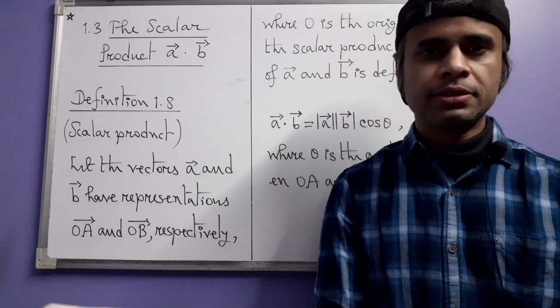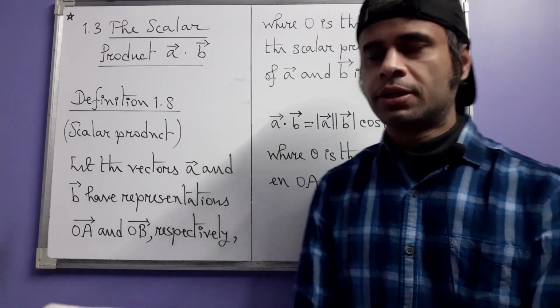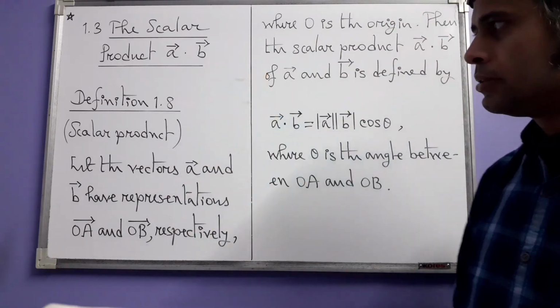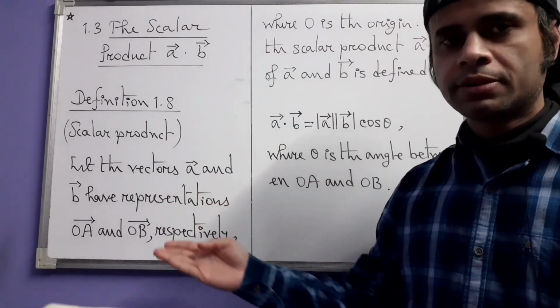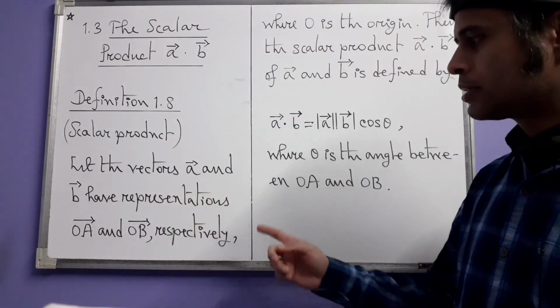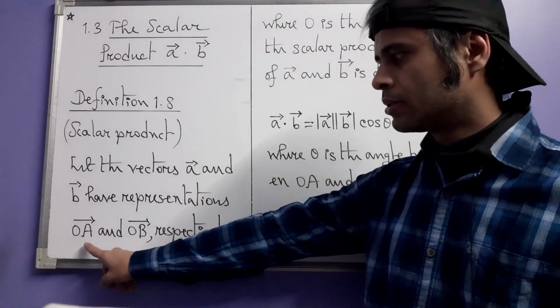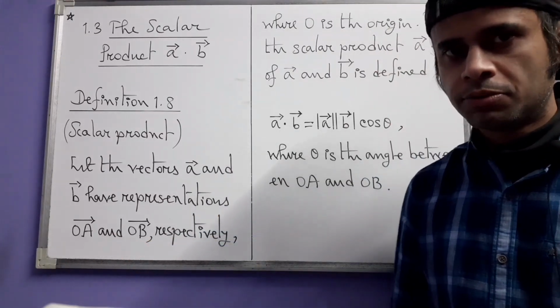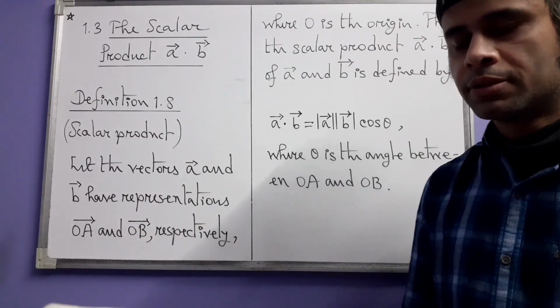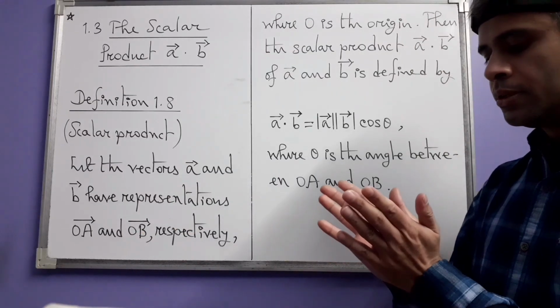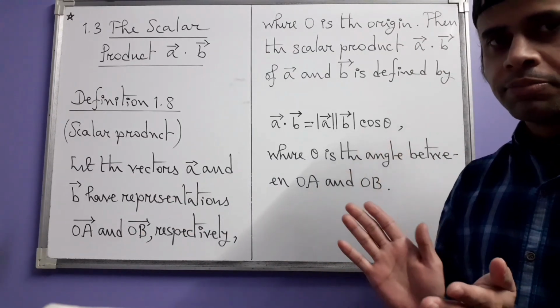The next topic is the scalar product of two vectors A and B. So let's see the definition. We have these abstract vectors A and B, and say they have these geometric representations OA and OB. Well, we can always have this type of geometric representation where they start from the same point.